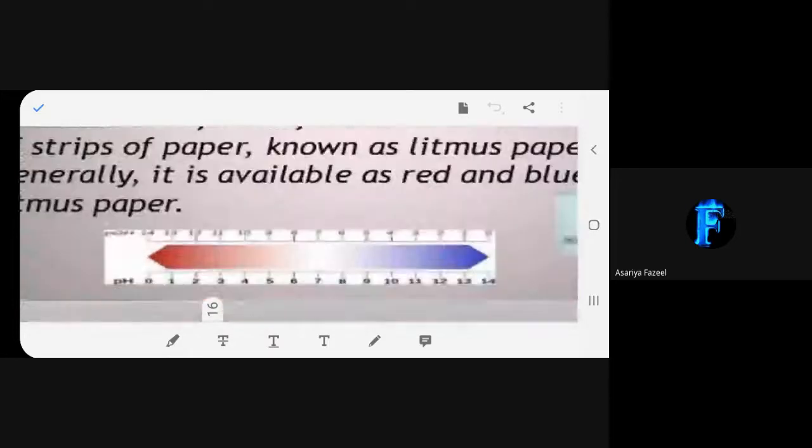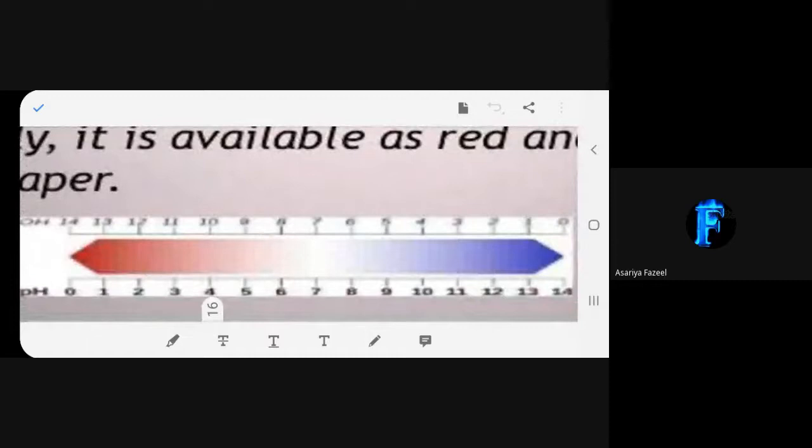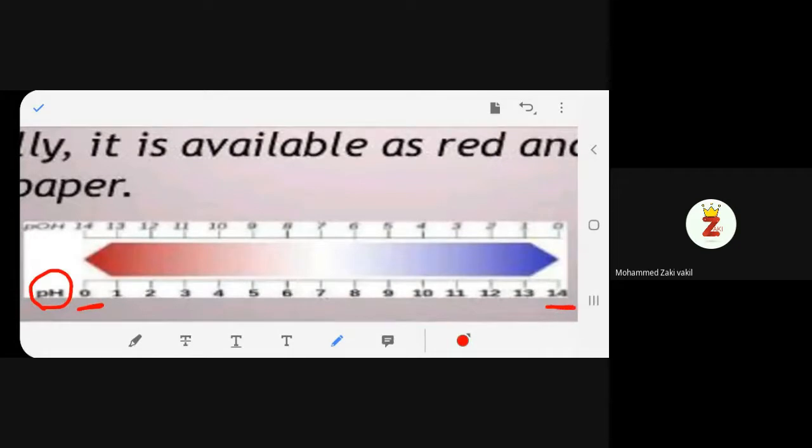See over here. What do you see over here, beta? pH. This is 0 to 14. 0 to 7 is acidic, and 8 to 14 is base. Should I say it or will you say it, beta?